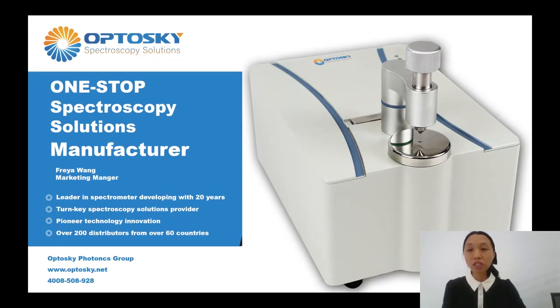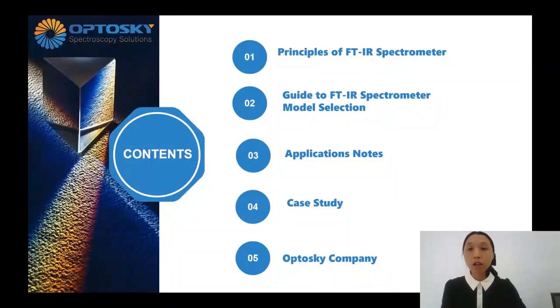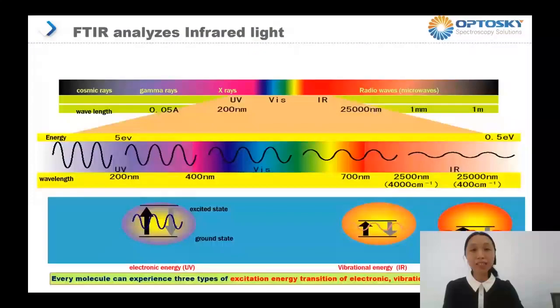We pioneer technology innovations, and we have already built a network of 200 distributors from over 60 countries. Today's talk is divided into five parts. The first part is about the principle of FTIR spectrometers. The second is how we guide you in FTIR spectrometer model selection, as well as application notes. Finally, we will share some case studies, and introduce our company Optosky.